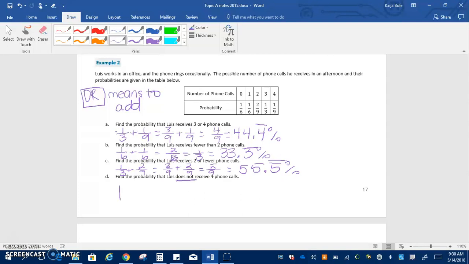And then our last one, D here, find the probability that Luis does not receive 4 phone calls. So we're going to do 1 minus the probability of receiving 4, which is 1/9. Remember, 1 whole would be 9/9 minus 1/9, so we would get 8/9. When you divide that, you get 88.8 repeating percent.